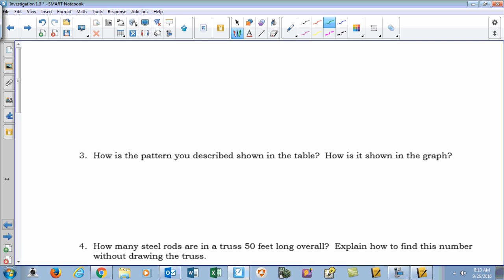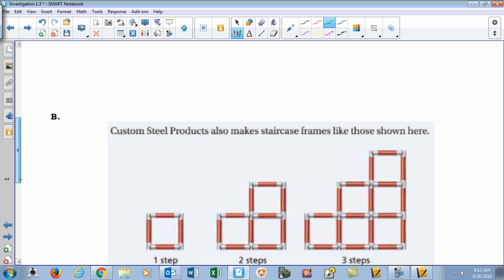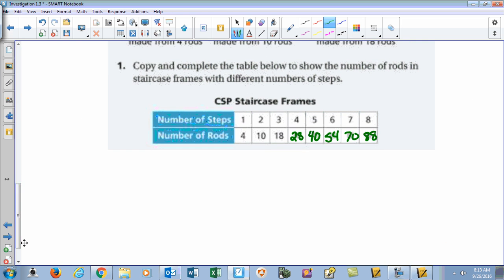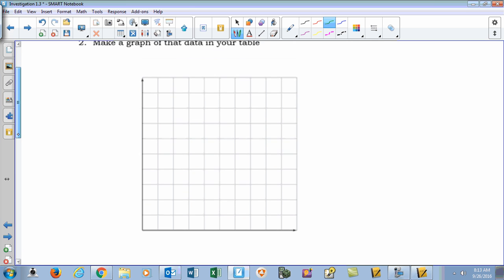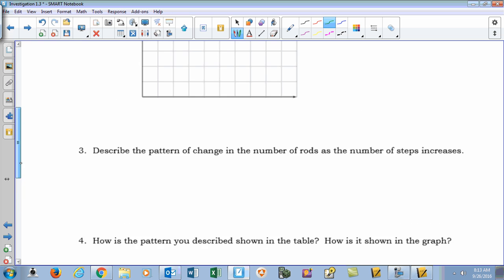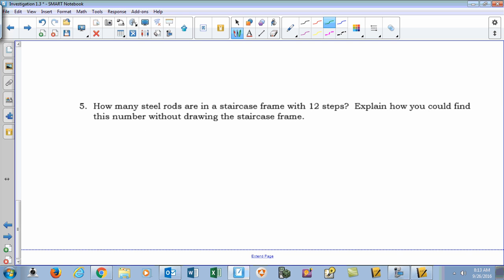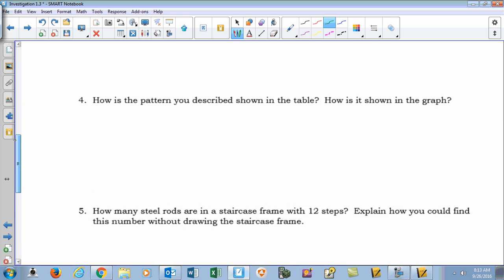So we didn't get a chance to do this on Friday. So what I want you to do right now with your group mates, I want you to take about 5 to 7 minutes. I want you to graph this, describe your pattern of change. So basically answer 2, 3, 4, and 5. Okay? And talk about what are the patterns that you see.